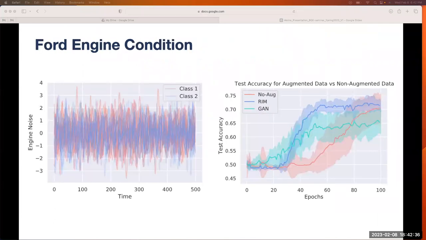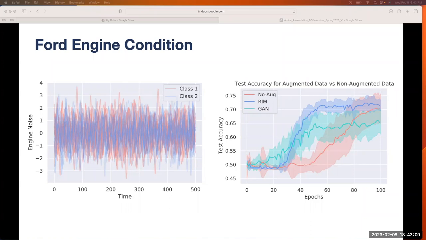And the last example here, we have the data set that contains time series corresponding to measurements of engine noise captured by a motor sensor. The goal is to detect the presence of a specific issue with the engine by classifying whether each time series has the symptom or not. We have class one and class two. As you can see in the left figure, it is very hard to classify the signals by only using our eyes.